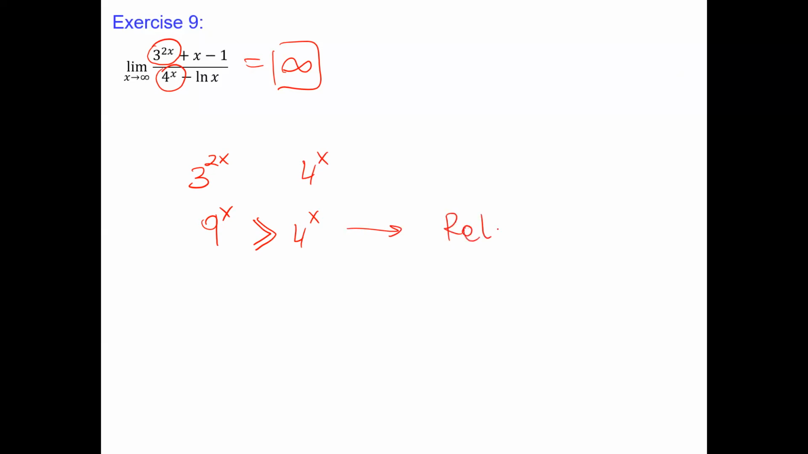Oh, another one, limit at infinity. 3 to the power of 2x looks like an exponential function. It's a leading function, and 4 to the x. We may notice this is actually greater because it's 9 to the x. The numerator is winning, the answer is infinity, and we can say we use relative rates of growth.